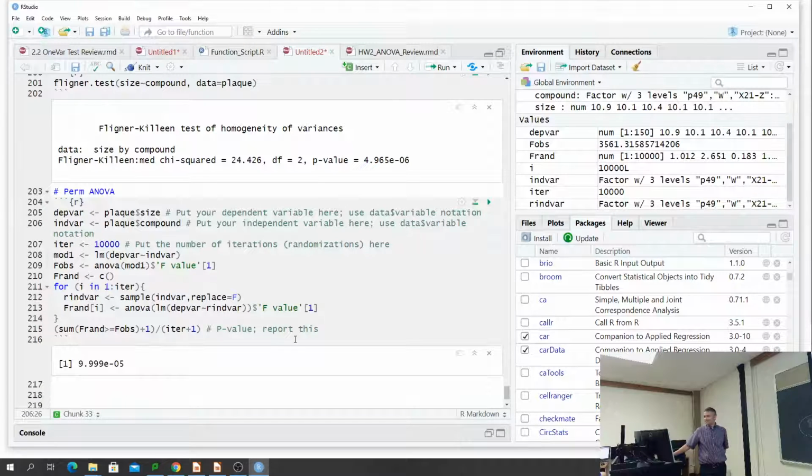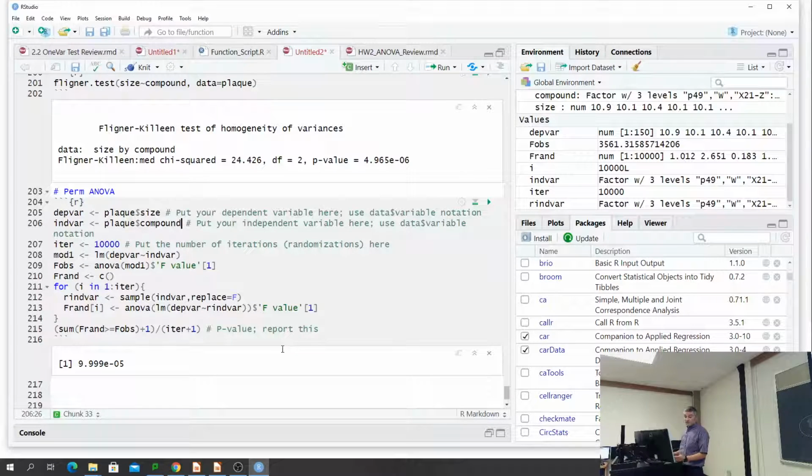There it is. Right? That's the smallest value we can get. It's one. This is 1 over 10,001. That's the value. All right. So basically, we didn't see any randomized data set that generated an F statistic that matched or exceeded what we actually observed. Something other than chance is causing these differences.